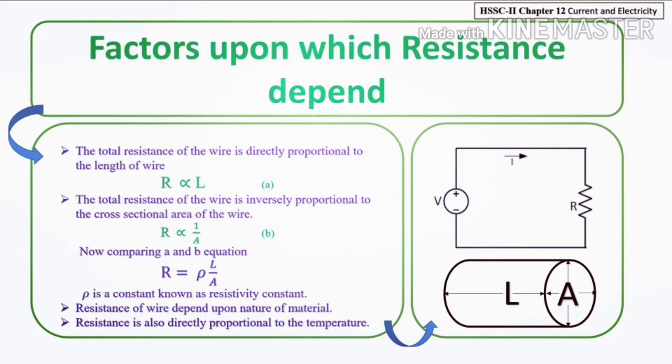In this article, it is described in a very beautiful way that resistance is directly proportional to length and inversely proportional to cross-sectional area. Resistance increases as the length of a wire increases, and the resistance decreases as the cross-sectional area of a wire increases. So by comparing these two equations A and B, we get R is equal to rho L over A. This rho is a constant of proportionality known as the resistivity constant, and the resistance of a wire also depends upon the nature of the material and is also directly proportional to the temperature.